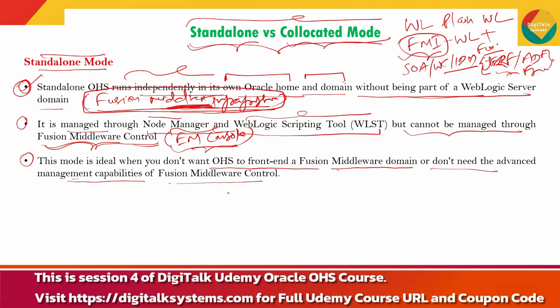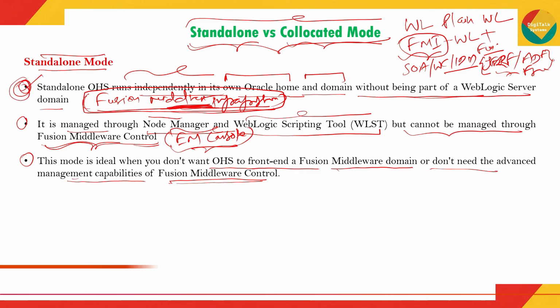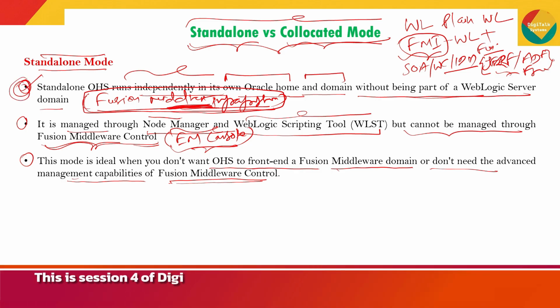So you don't want to use some advanced capabilities like the management of the OHS from the EM console or from the Fusion Middleware Control, right? So this is the standalone mode. And where exactly do we use it?